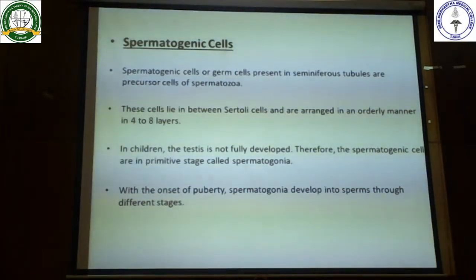Now in children, what happens? The testis is not fully developed, and hence the spermatogenic cells are present in a primitive stage called spermatogonia. Once the child reaches puberty, these primitive spermatogonia develop into sperms through various stages of spermatogenesis, and finally the sperms are formed.